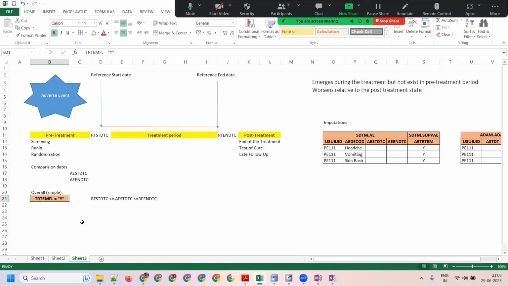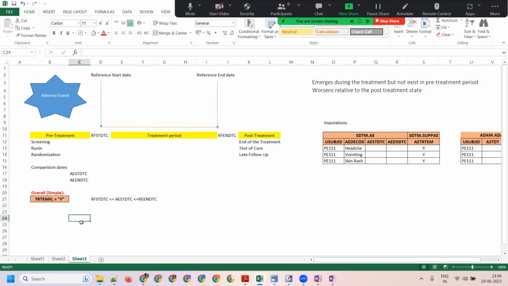But this is not true for all. It is not true for all. That is where we require the data. So first of all, if someone asks you what a treatment emergent flag is, you can simply say that any adverse event that occurred, that emerged after my treatment start date, but did not exist or occur in my pre-treatment period, I can consider as a treatment emergent adverse event.